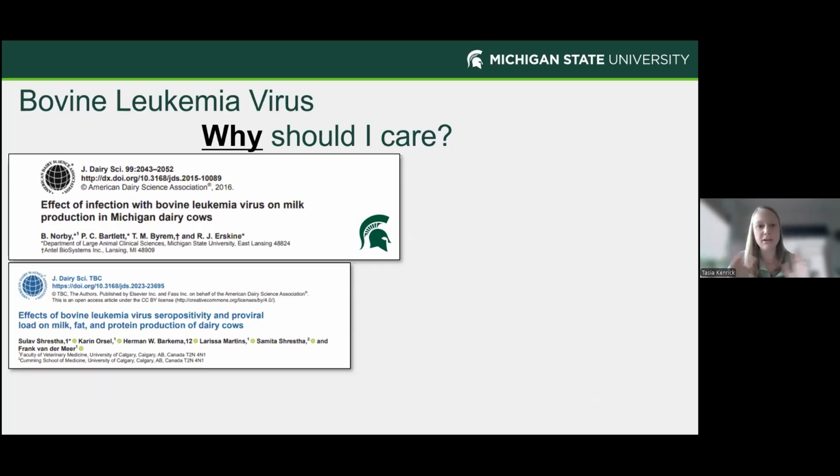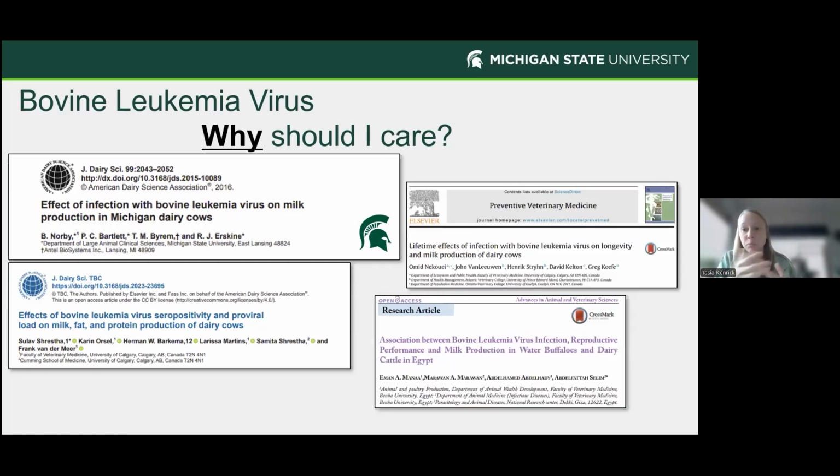And just to not make it all MSU study focus, our research is also supported by others, or others support what we're finding as well, that animals with BLV are likely to be culled earlier. They have lower milk production if they're infected in the first and second lactation. That's a study out of Canada.